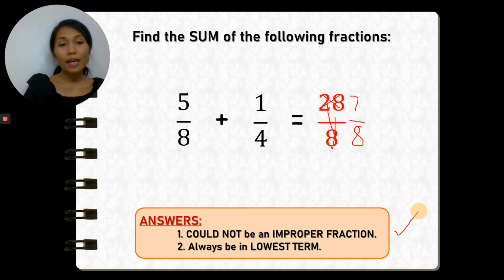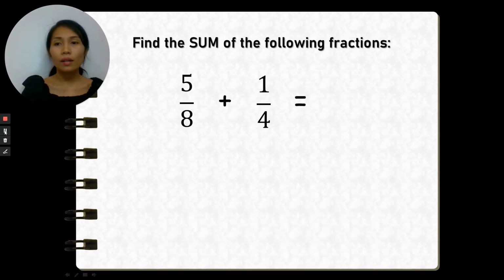Is it final? Yes, it's an improper fraction and it's in lowest terms. So that's our final answer, 7/8. Okay, so that's the first method in making like fractions. Now, the first one is finding the LCD, right?